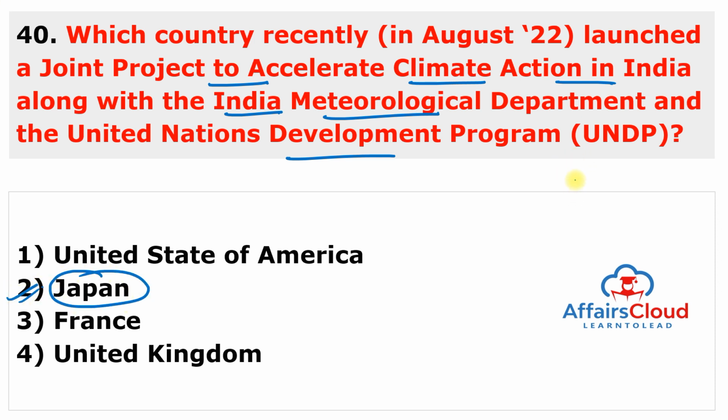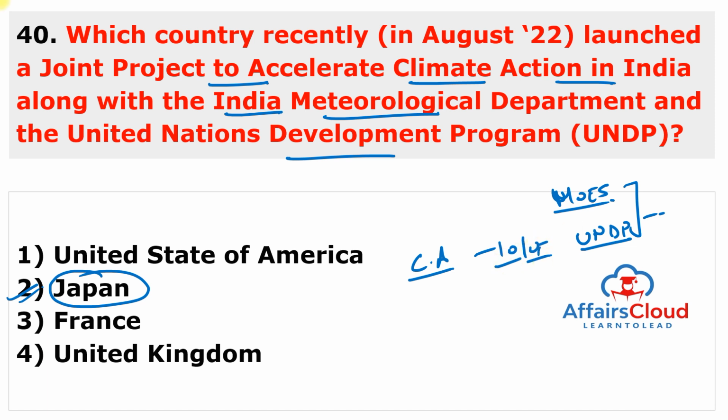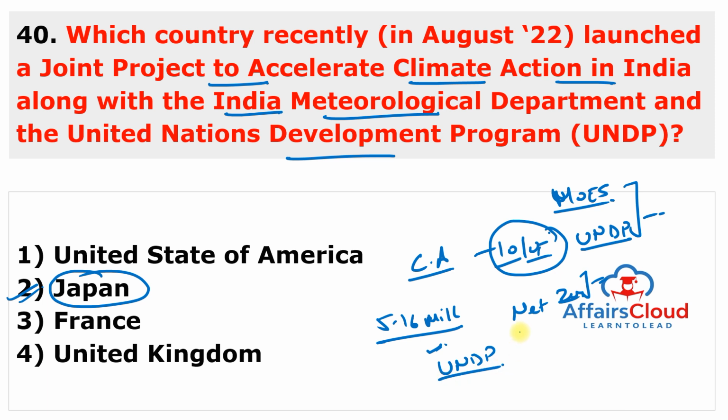So India Meteorological Department, an agency under the Ministry of Earth Sciences, the government of Japan and the United Nations Development Program. It is a tripartite pact, and all the organizations have launched a new initiative to accelerate climate action in 10 states and union territories across India. The initiative will support the nationally determined contribution to help achieve net zero carbon emission and also support climate resilient development. And for this initiative, Japan has given $5.16 million to United Nations Development Program India for climate funding.